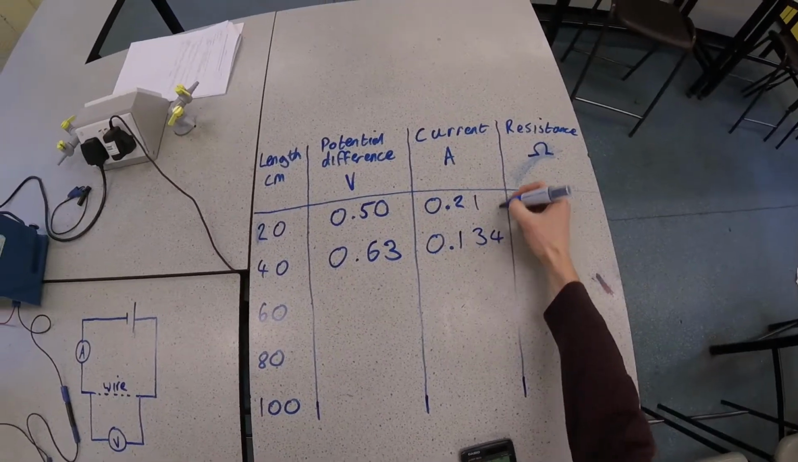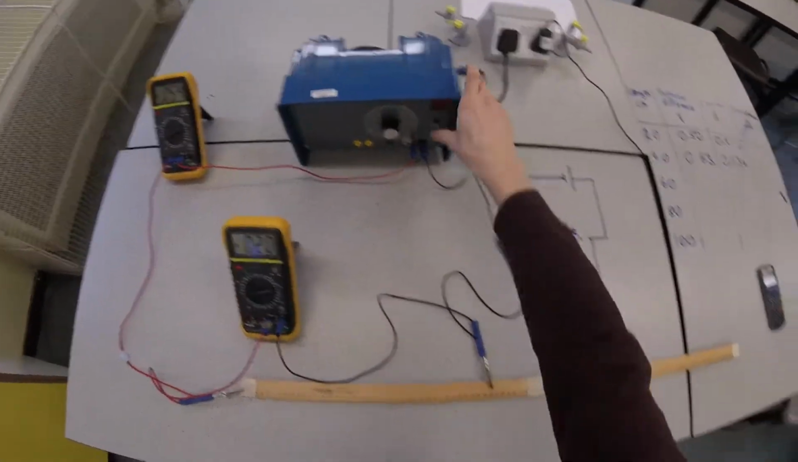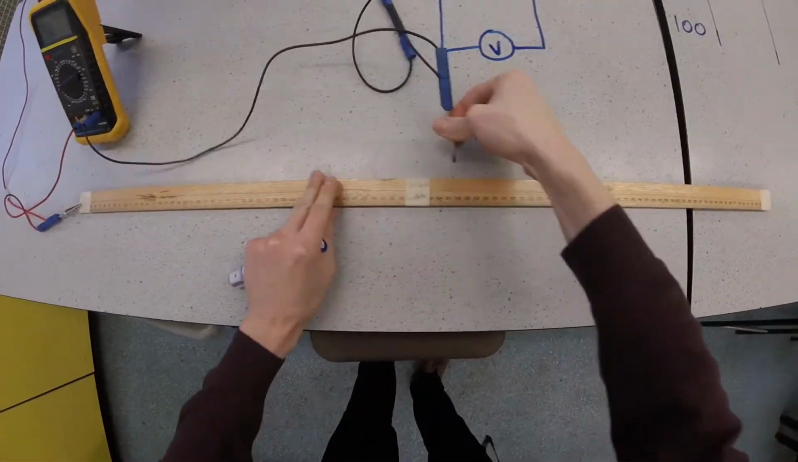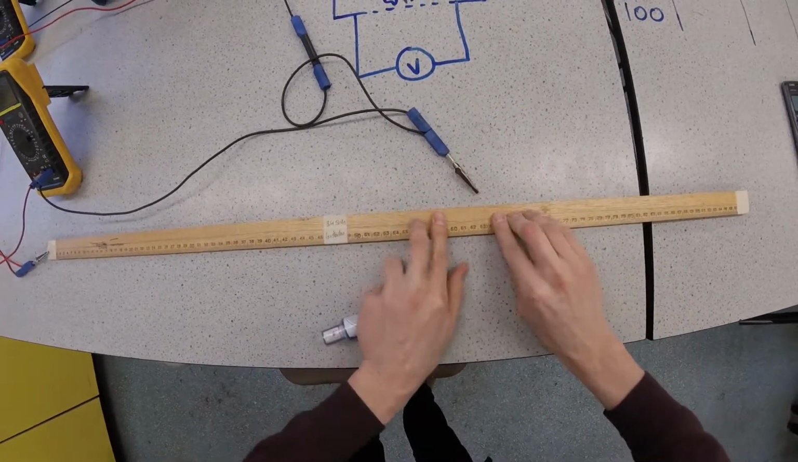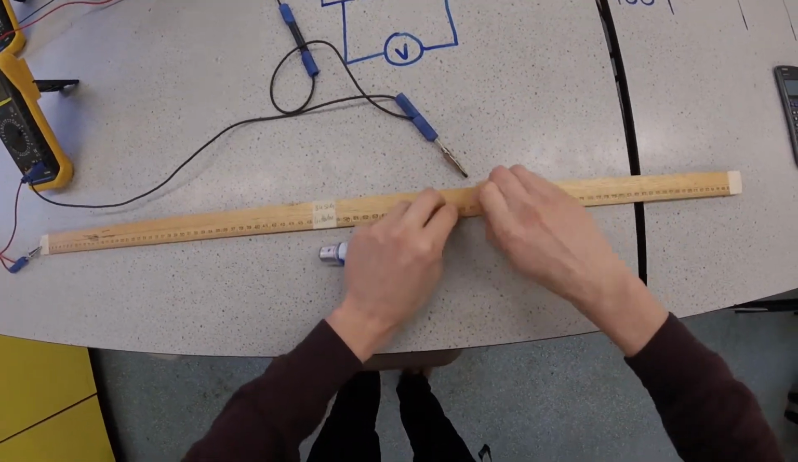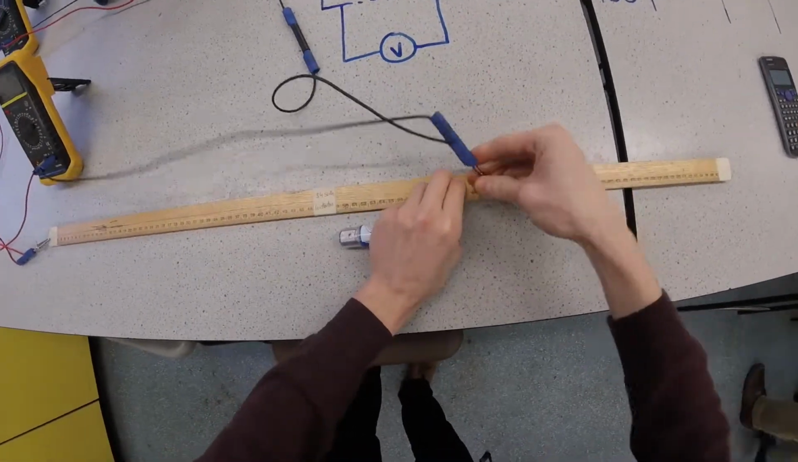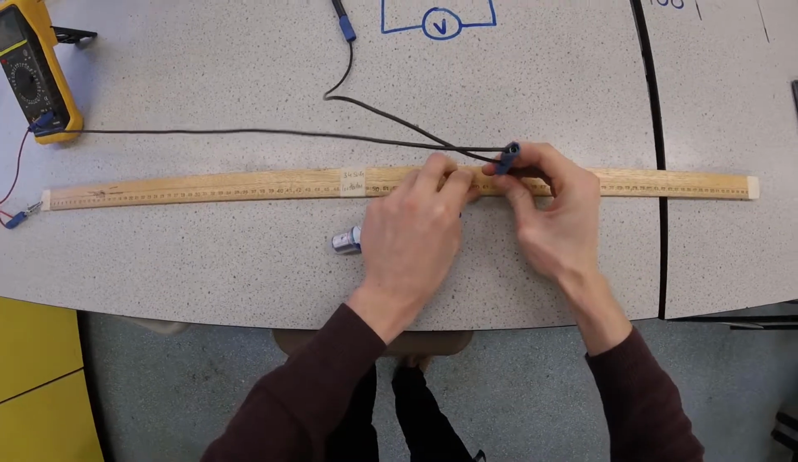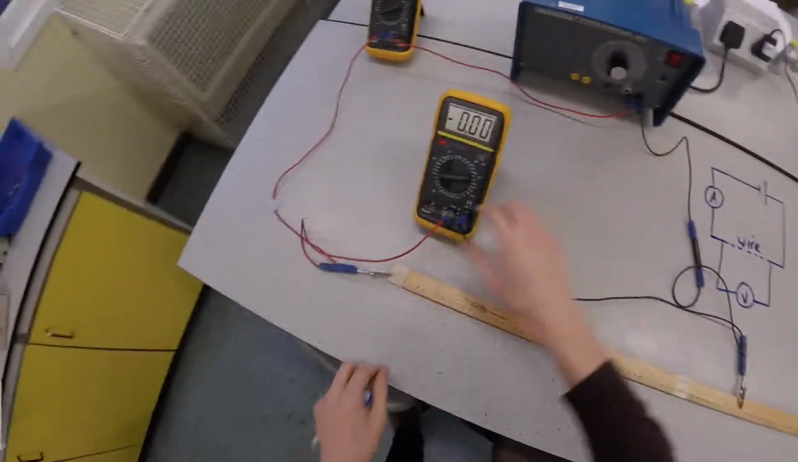You notice as well on both the voltmeter and the ammeter, both of them are reading negative numbers. That's nothing really to worry about here. That just means that the current and the potential difference have a direction associated with them. If the current is flowing one way, it will be positive. If it was flowing the other way, it will be negative. Nothing to worry about in this investigation.